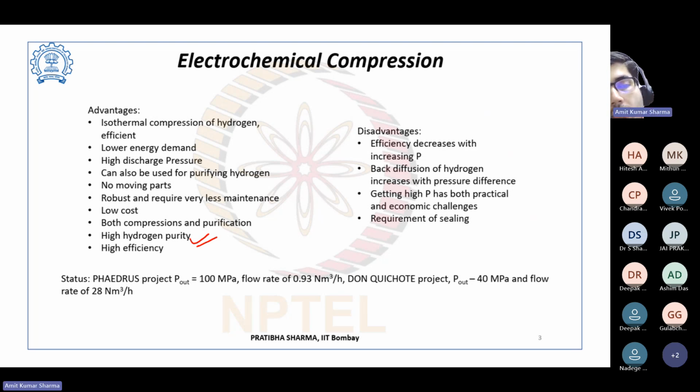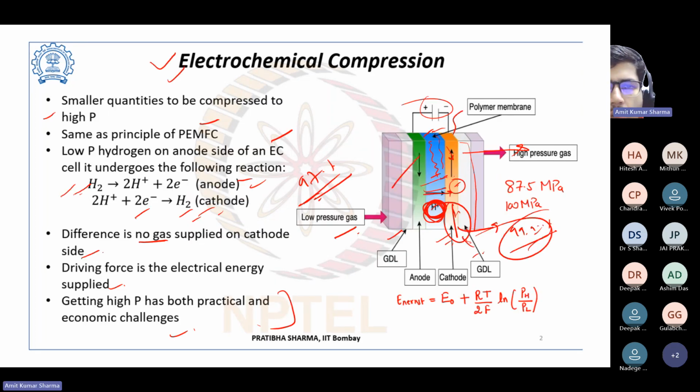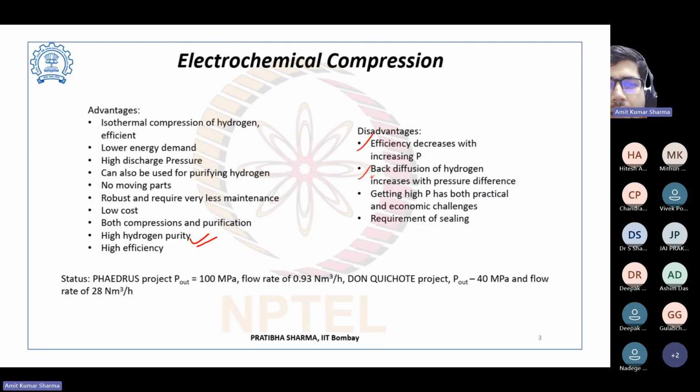But this system also has some disadvantages. Efficiency decreases with increasing pressure. Back diffusion of hydrogen increases with pressure difference. Because the pressure on this side is lower and on this side is higher, some hydrogen molecules can transfer back. Getting high pressure has both practical and economic challenges, and the requirement of sealing is there.